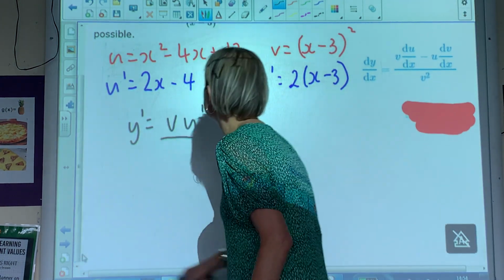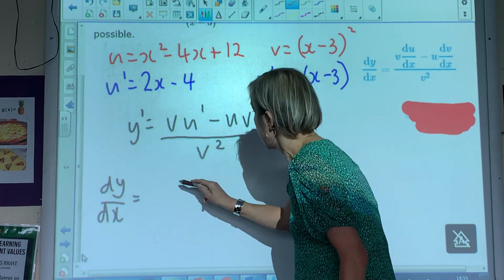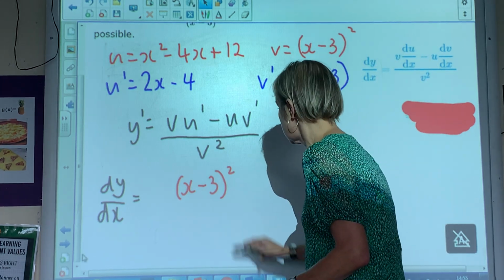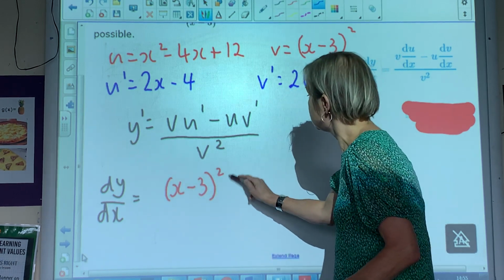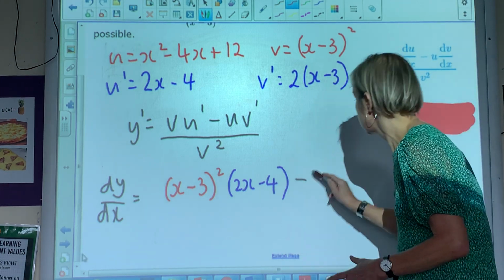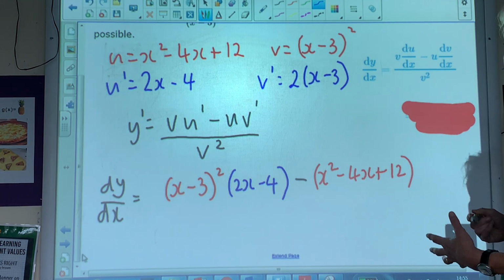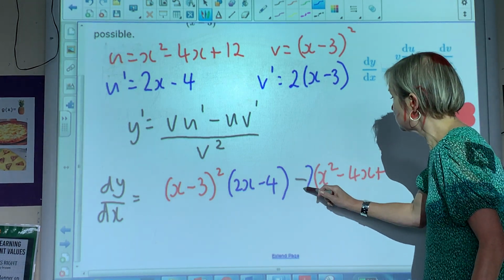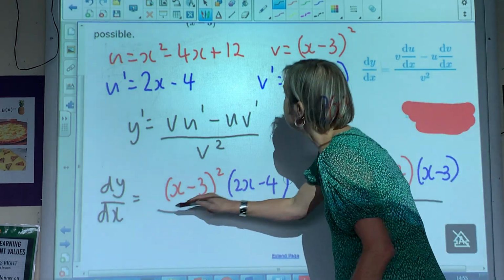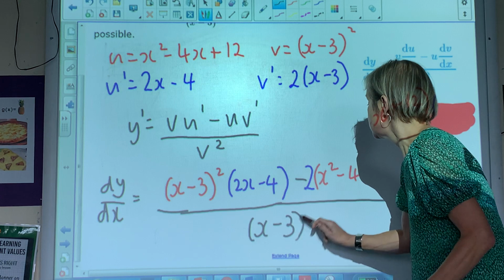So what I'm now going to do is substitute those in. So I'm going to get dy dx equals v, which is x minus 3 all squared, times du dx, which is 2x minus 4, take away u, which is x squared minus 4x plus 12, times dv dx, which is 2 times x minus 3. So I'm going to put the 2 there and the x minus 3. And on the bottom, we're going to have v all squared. So x minus 3 squared all squared is x minus 3 to the power 4.